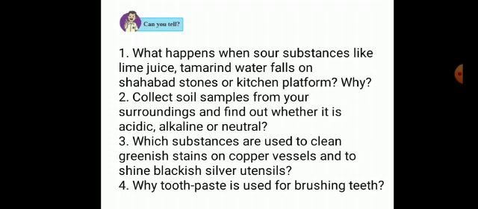What happens when sour substances like lime juice, tamarind water fall on shahabad stones or kitchen platform? Which acid is present in lime juice? Citric acid is present in lime juice and tartaric acid is present in tamarind. That react with metal carbonates which are present in shahabad stones or kitchen platform, and carbon dioxide gas is evolved. Clear?